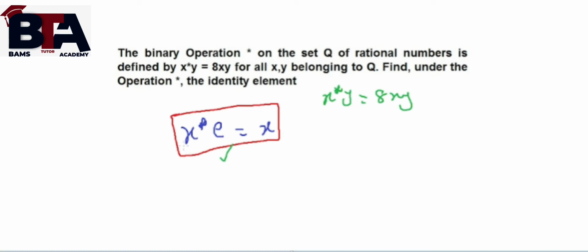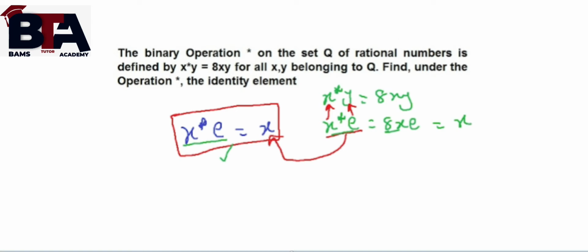So this one here means I'll bring it here: x asterisk e. It means wherever I see y, I should write e, and x still remains x. So that will be equal to 8xe. And don't forget that the whole of this expression is equal to x. So which means that this, having been equal to this, is equal to x. Do you grab that now?